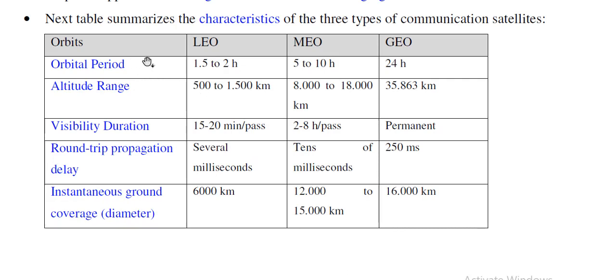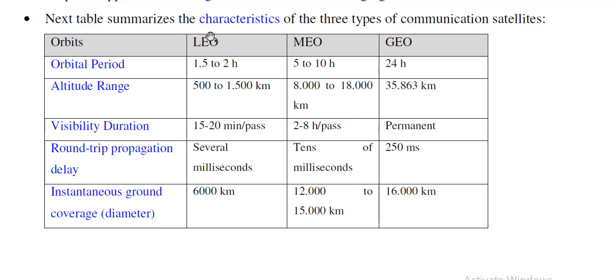So here is a table that summarizes the characteristics of the three types of satellites. We have different metrics to compare them. Now let's start with the first metric, which is the orbital period, which means here how much time it takes satellites to turn over the Earth. For the GEO satellite, because it is stationary, in order to complete a cycle over the Earth, it needs 24 hours.